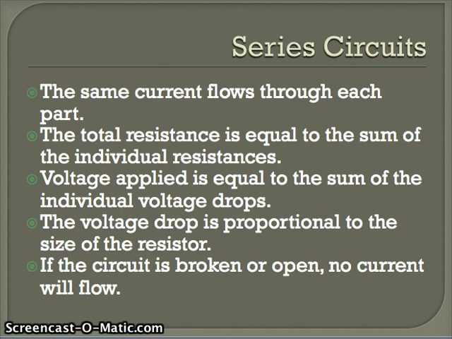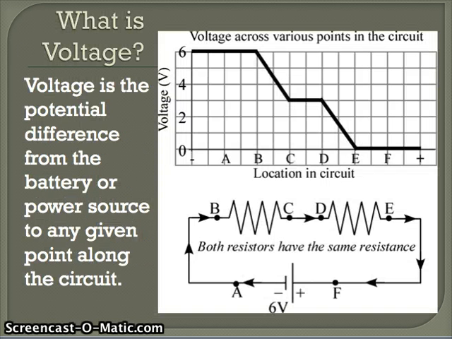Let's look at that voltage drop. Voltage is a potential difference from the battery or the power source to any given point along the circuit. So in this circuit, remember that the electrons flow negative to positive. At A, we still have that 6 volts. And at B, we still have that 6 volts. But at C, because we have crossed a resistor, notice that we dropped voltage. We don't have as much as we did before. You all saw this when one bulb was brighter than the others because it had more or less resistance.